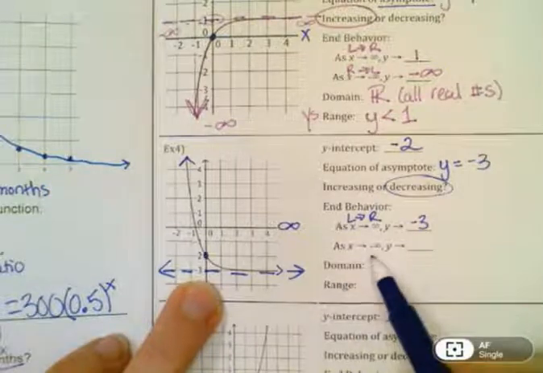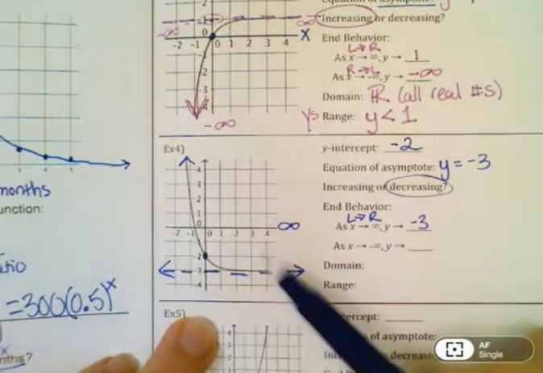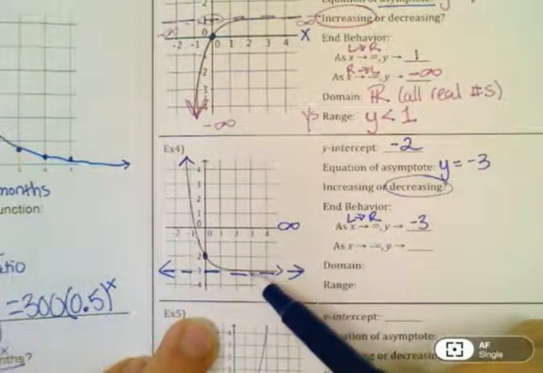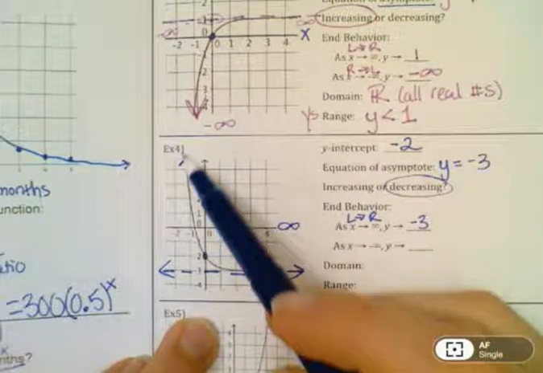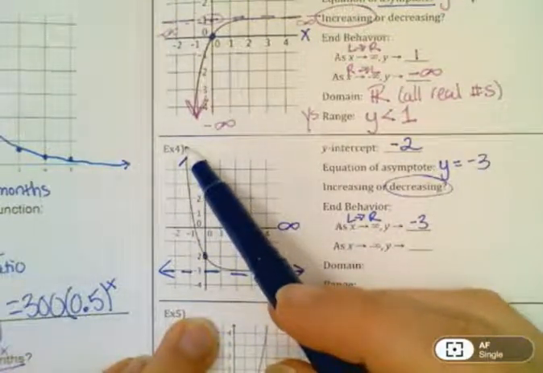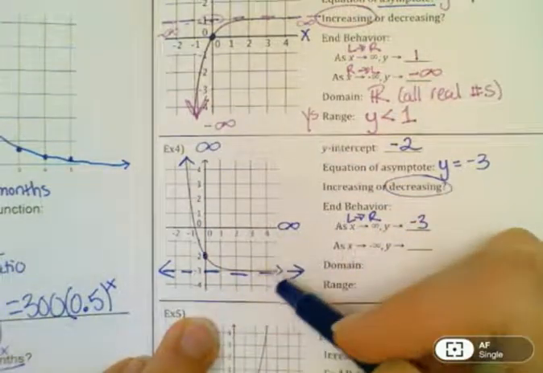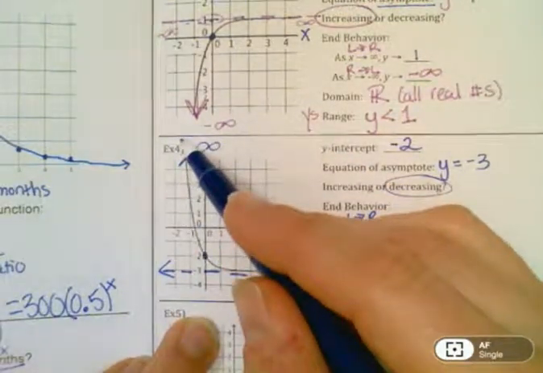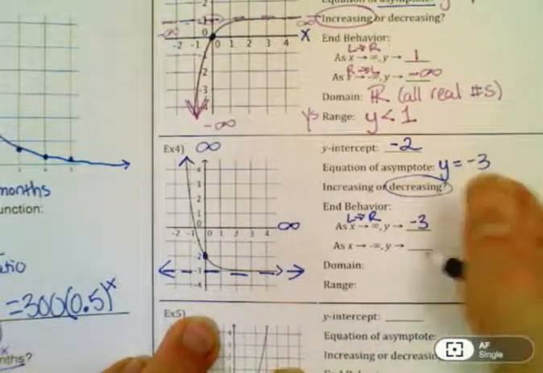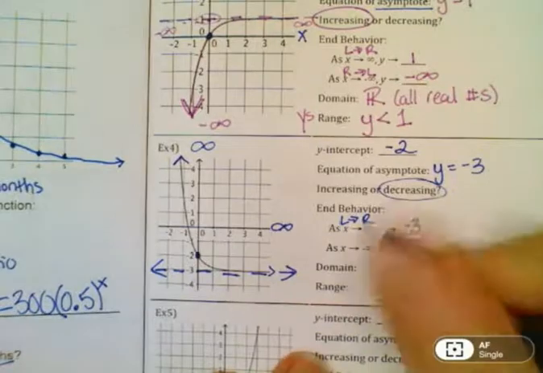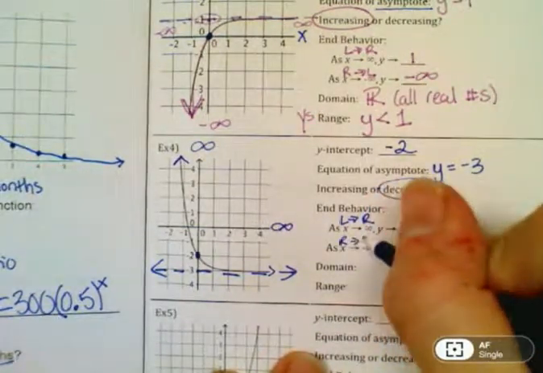As x goes to negative infinity, we're going backwards. So as x goes to negative infinity, it's exploding, but this time it's exploding up. Here it was exploding down. This time as we go backwards, it's exploding up towards infinity. And so we would say y goes to infinity. And this is backwards from right to left.